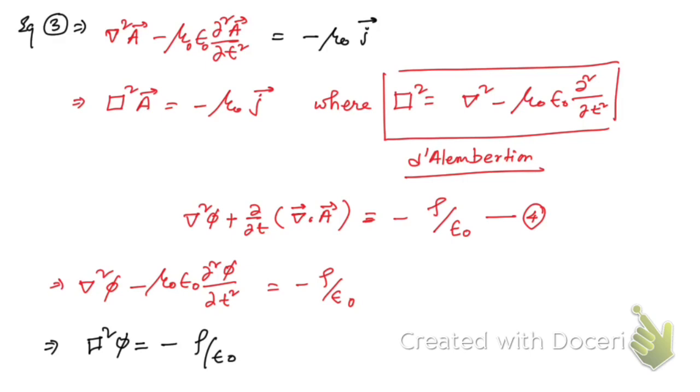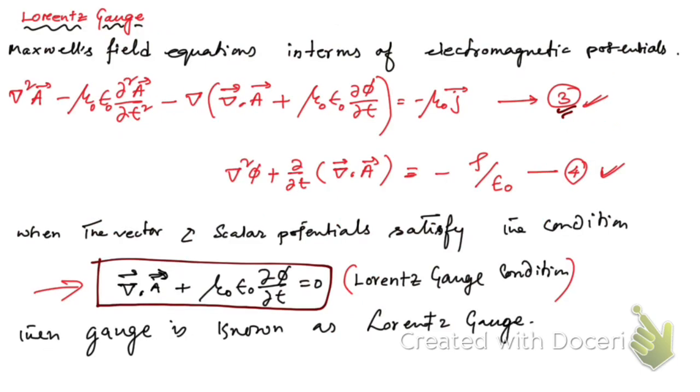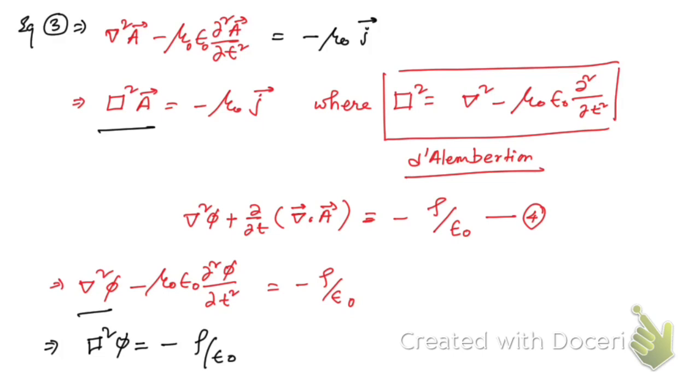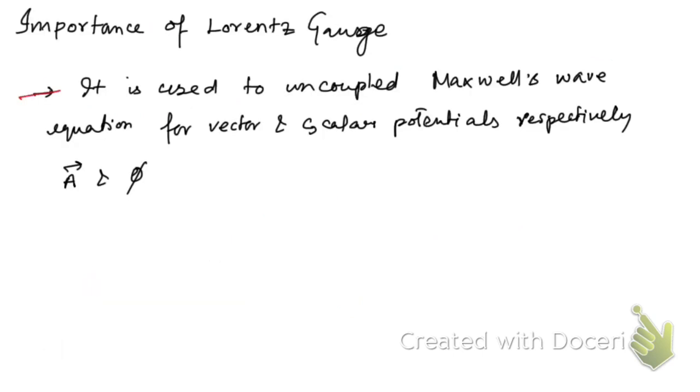Now you see, what is the importance of this Lorentz gauge? Using the Lorentz gauge, we have uncoupled the vector and scalar potentials from these two equations, right? Hope you have understood this. So let me write the importance of Lorentz gauge. It is used to uncouple the Maxwell's equations into wave equations for the vector and scalar potentials, A and phi, respectively, right?